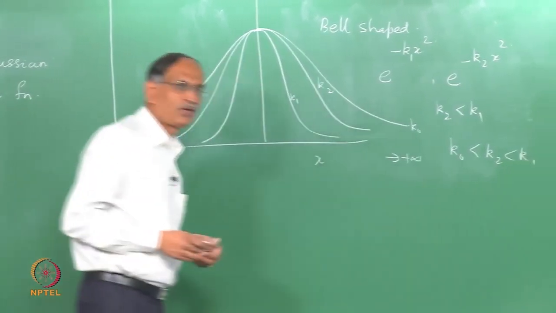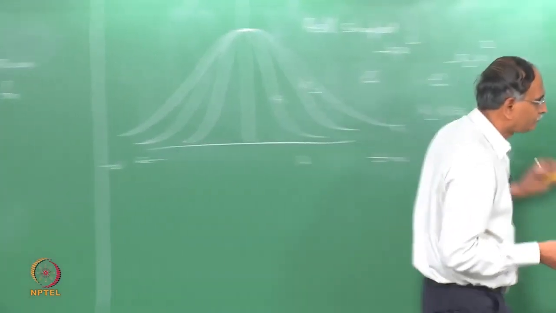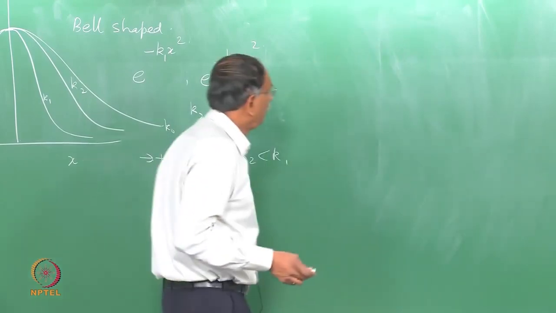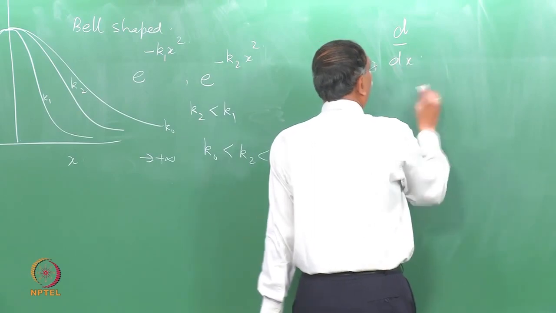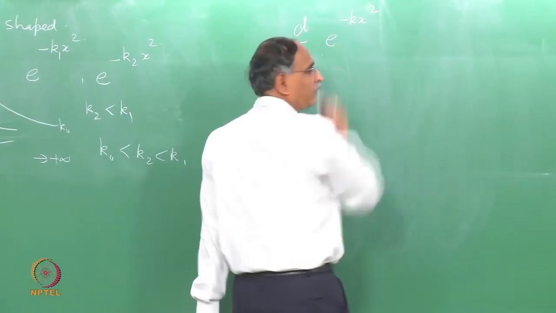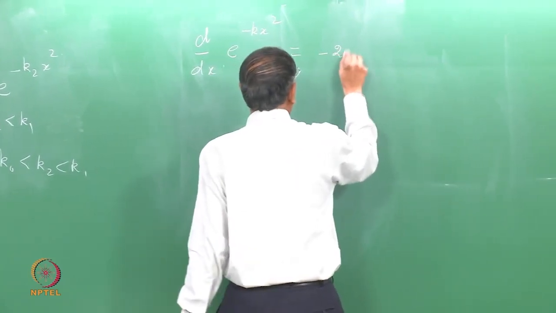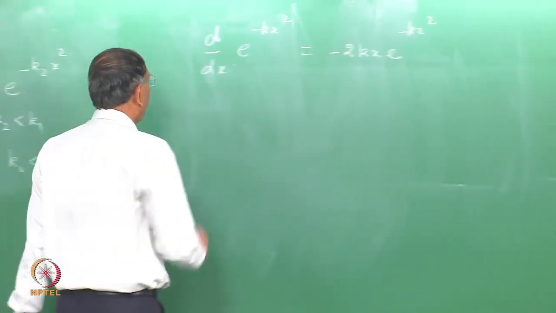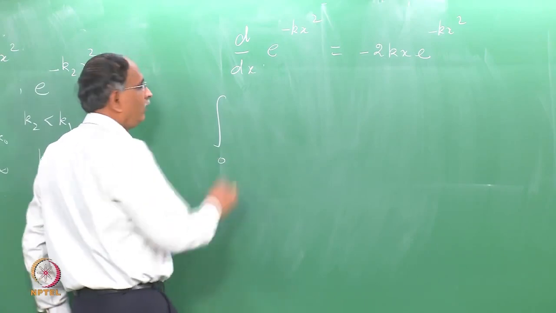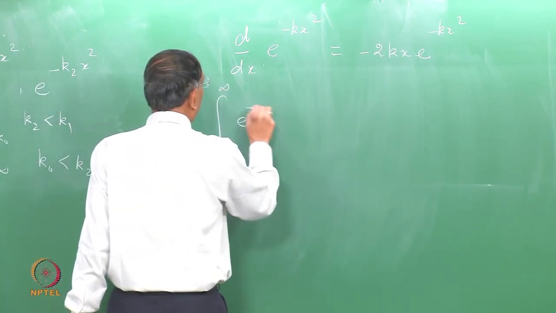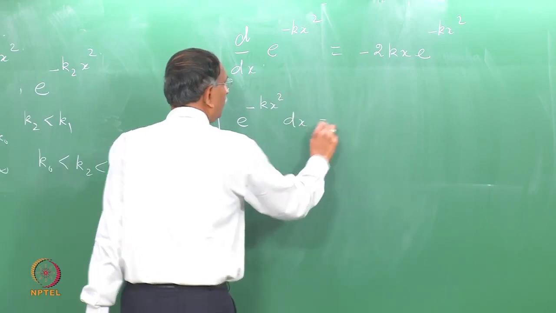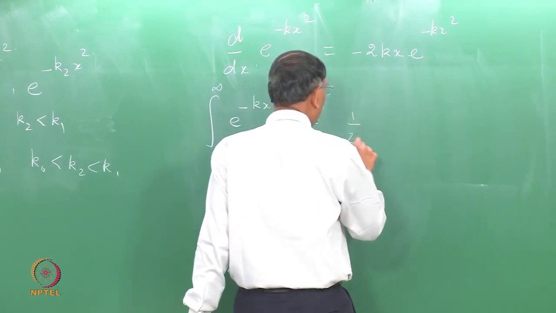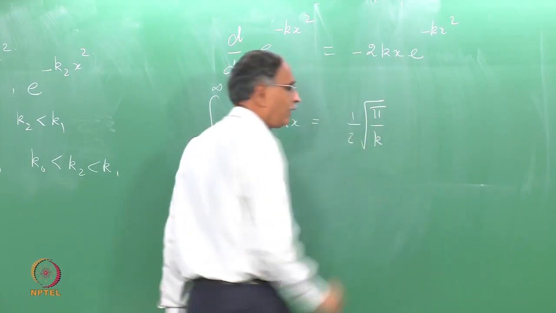This is another function which is extremely important for your calculations in spectroscopy and quantum mechanics. And again, you must know that the derivative of this function e to the minus kx squared is minus 2kx e to the minus kx squared. Okay? And the integral of this function from 0 to infinity, e to the minus kx squared dx, is given by 1 by 2 root pi over k.